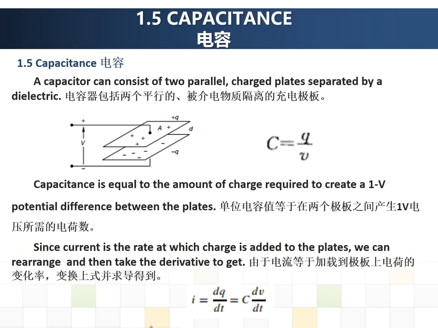Because according to the equation here, capacitance is equal to Q divided by voltage. Therefore, Q will be replaced by C multiplied by voltage.